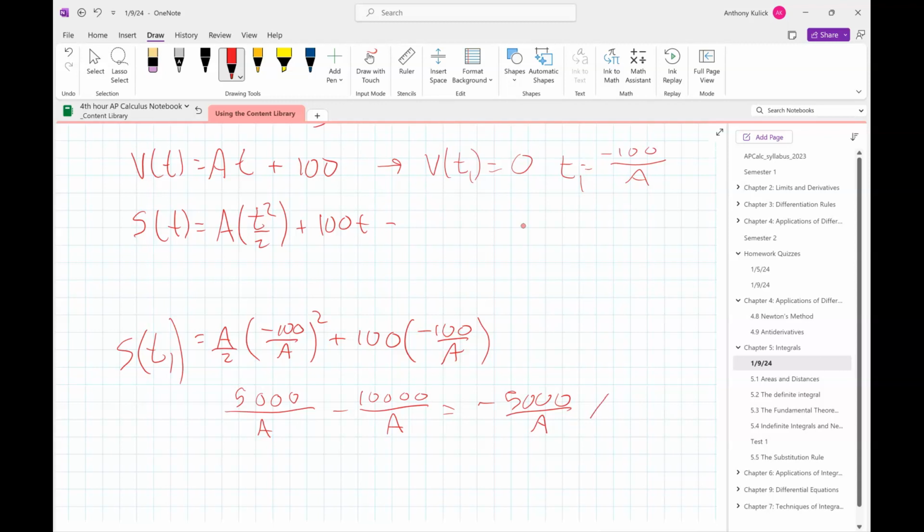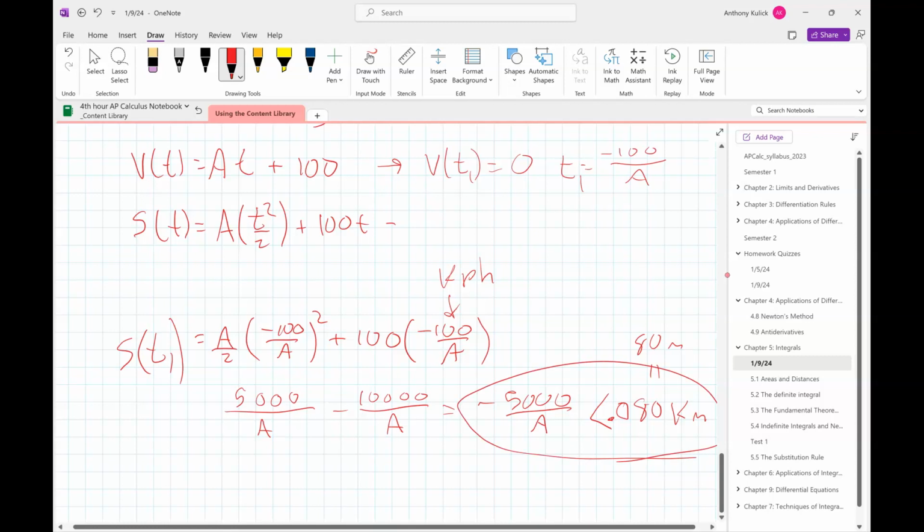And this value then has to be less than 80 meters. Notice that these were kphs. So I'm just going to call that, if I divide it by 1,000, now it's in kilometers. And I'm just solving for A. Does that make sense? Maybe until the very end, where it got a little sketchy.